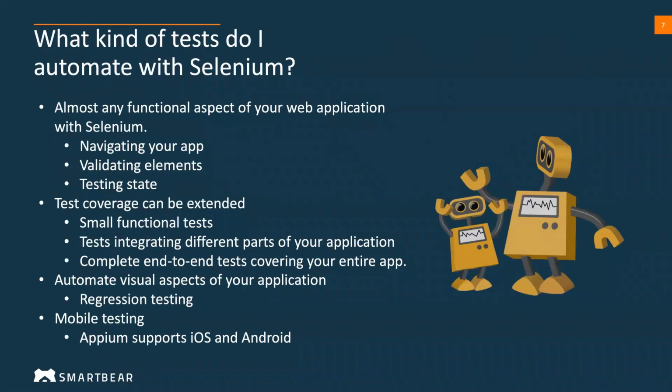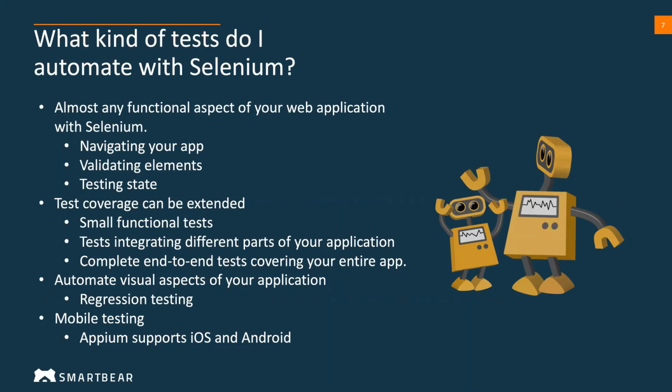Pretty much any functional aspect of your site, again, can be automated with Selenium. So this can be navigating around your app, validating the content and elements or attributes of elements, testing the state of an application at different points. So I logged in, I went through the login process. Am I logged in on the other side successfully? Is a very, very easy functional test.